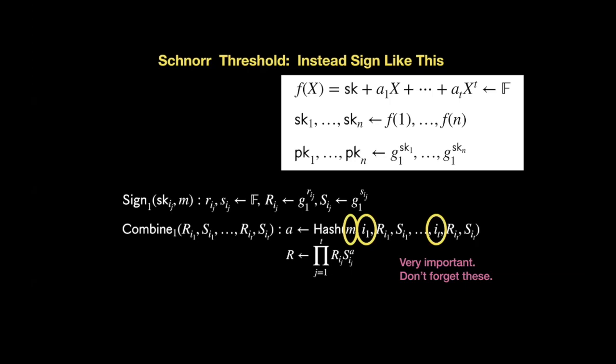I should mention this is the case in FROST, which is not the case in MuSig2. The way I've described this scheme, it is very important to hash, firstly, the message, but also the indexes of the parties taking part. If you don't do that, it doesn't work. I don't have time to explain why.